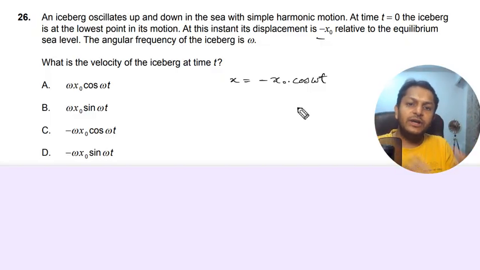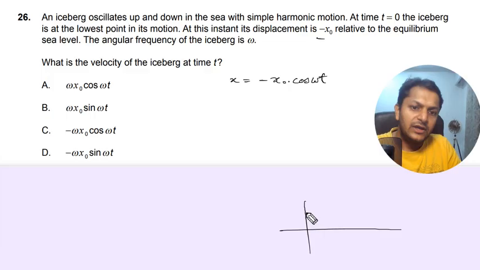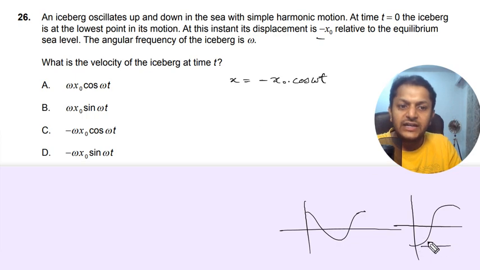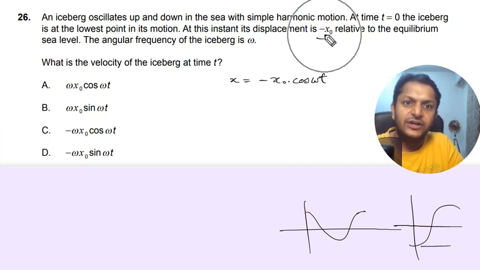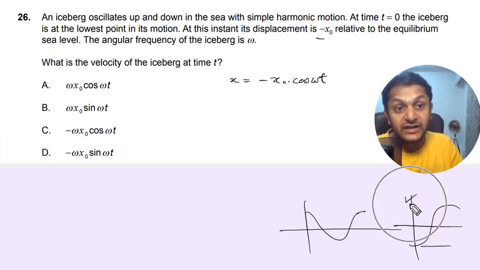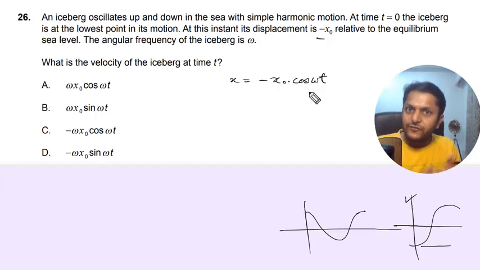So the cos omega t graph is like this, but the negative cos omega t graph will be like this. And so it is starting at the negative already. It is said here it is starting at negative, so it will be this graph. That is why I'm taking negative cos omega t. So this becomes the function for the displacement.